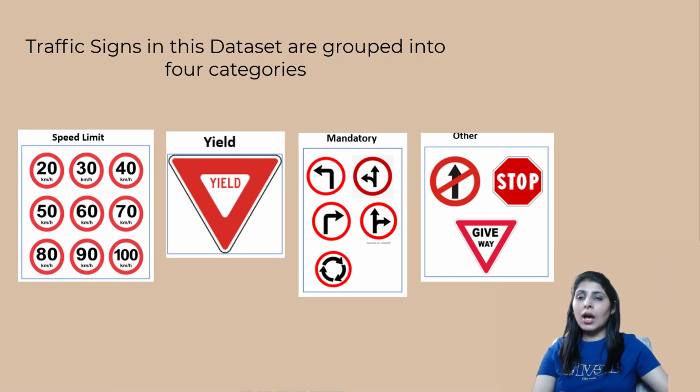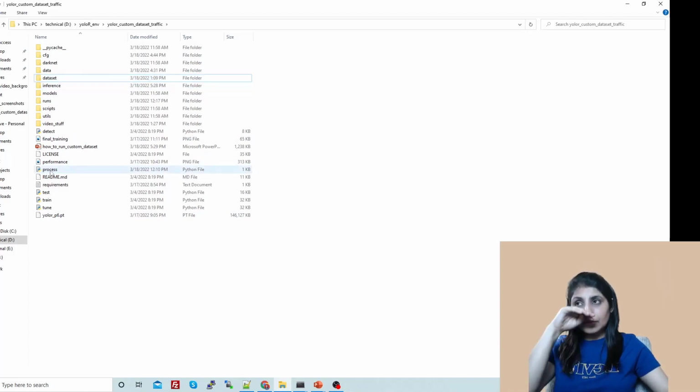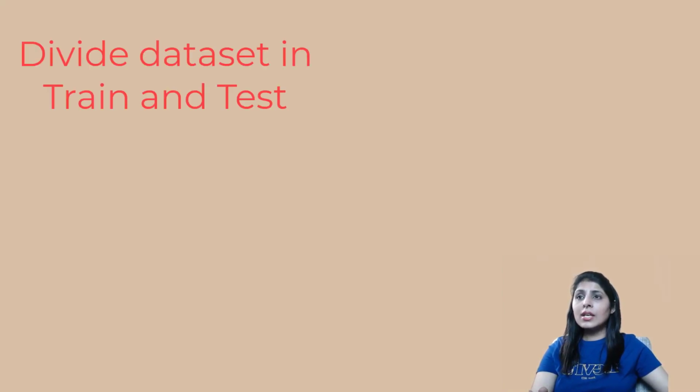So I have shown you my dataset and the corresponding text files also. You have to place your dataset folder over here, in your cloned repo. Now once you have done that, the next thing is to divide your dataset into a train test split. So how do we do that, guys?